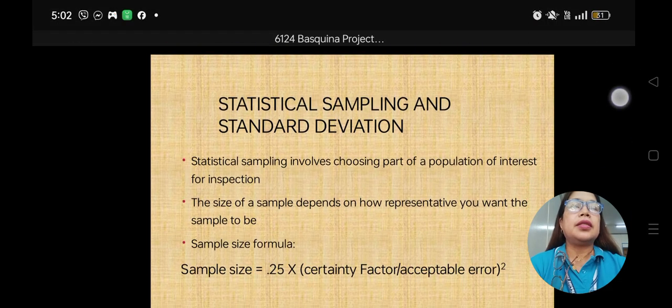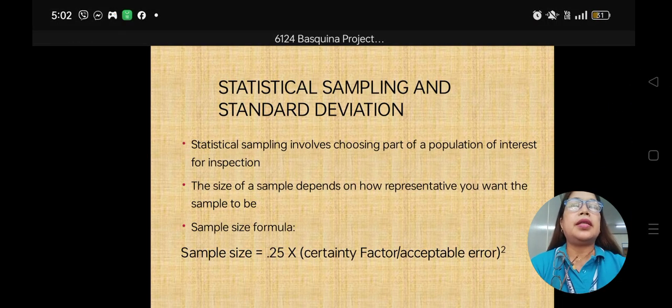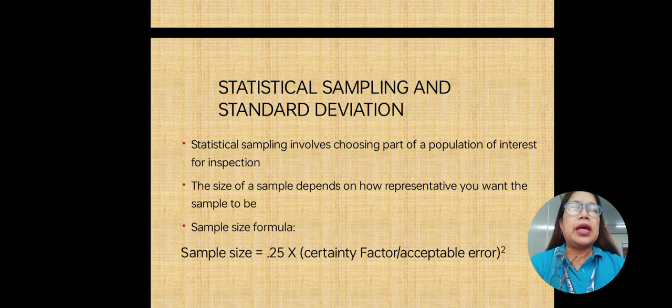Next is statistical sampling and the standard deviation. Statistical sampling involves choosing part of a population of interest for inspection. The size of the sample depends on how representative you want the sample to be. Sample size formula: sample size is 0.25 times (certainty factor / acceptable error) squared.